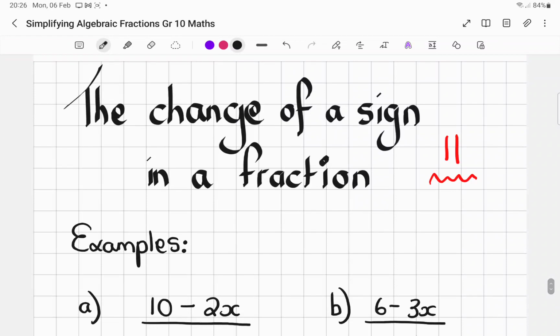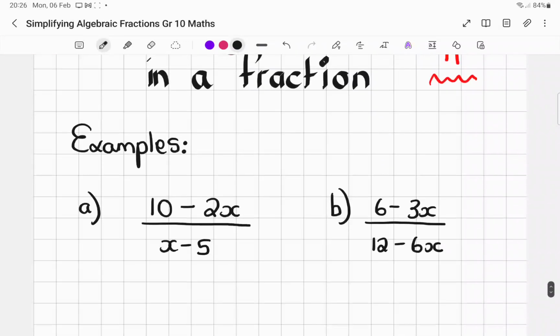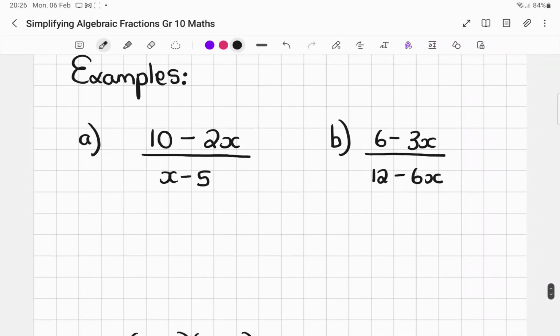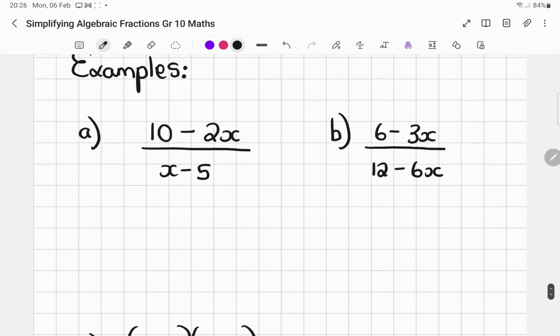Then just quickly, the change of a sign in a fraction. Okay. I just want to quickly see something. All right. So I'm going to factorize again where I can. So over here, if I take out a 2, then I'm left with 5 minus x. And that goes over x minus 5.